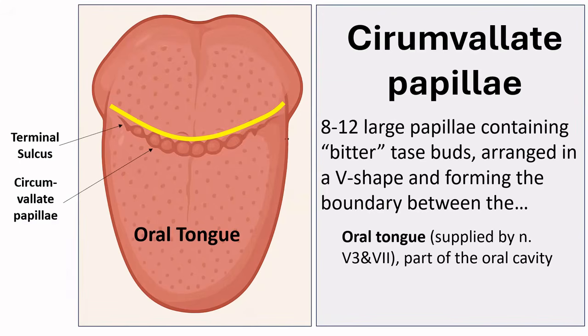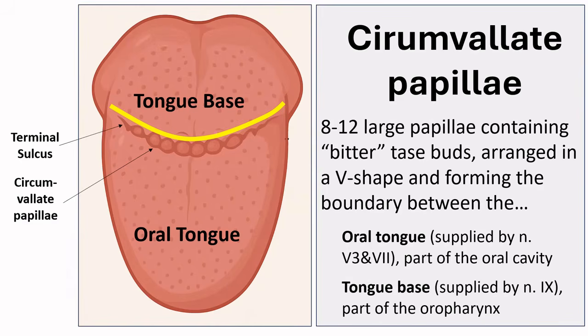And this recess, the terminal sulcus behind the circumvallate papillae, forms or marks the border between the oral tongue located anteriorly of it and the tongue base located posteriorly of it. So the tongue has two components, the oral tongue located in the oral cavity and the tongue base, the posterior third, located in the oropharynx. Let's now illustrate the borders of the oropharynx.